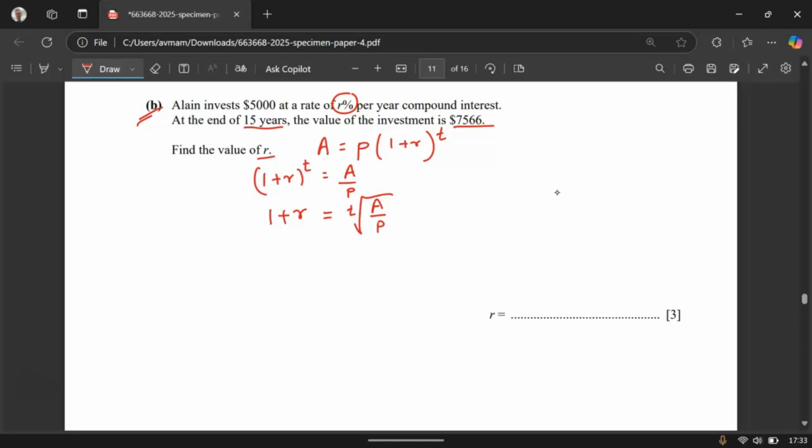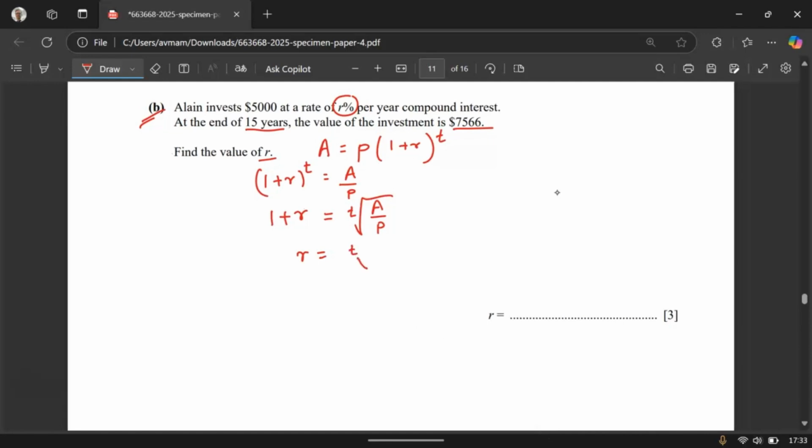Now let us isolate R. R equal to the tth root of A divided by P, and then minus 1 outside of this root sign. Now what do we know? A stands for the amount, that is 7,566. P stands for the principal, the initial investment, which is 5,000. T stands for the number of years, which is 15. That's all we need. So now put these values, A over P, on your calculator.